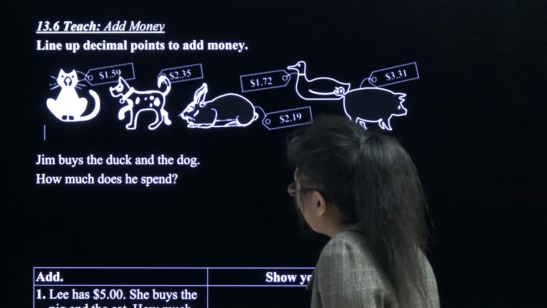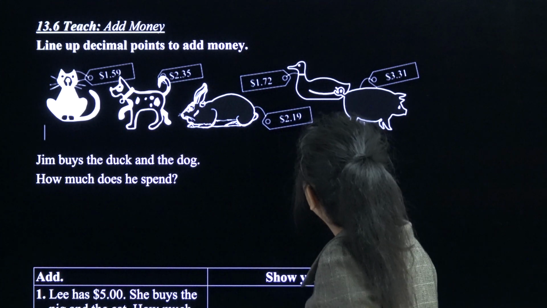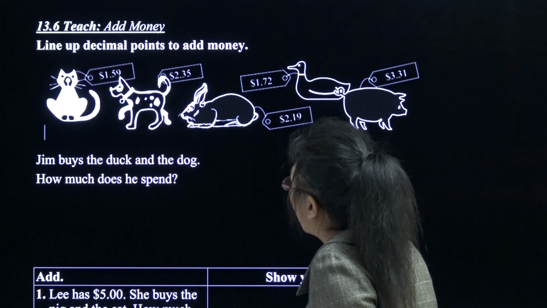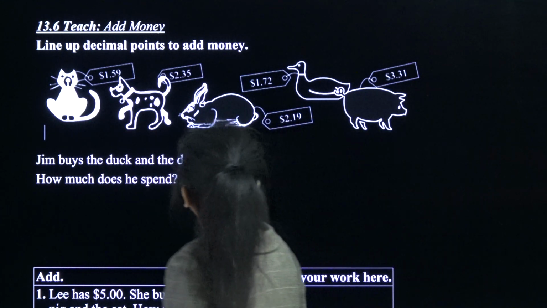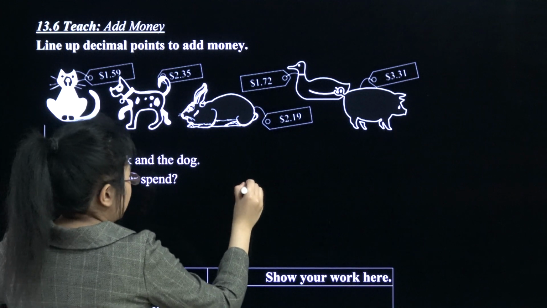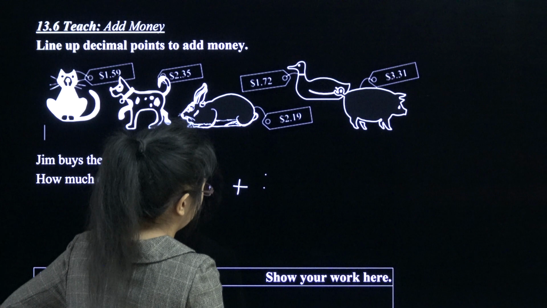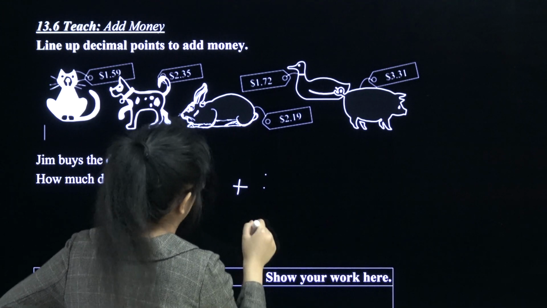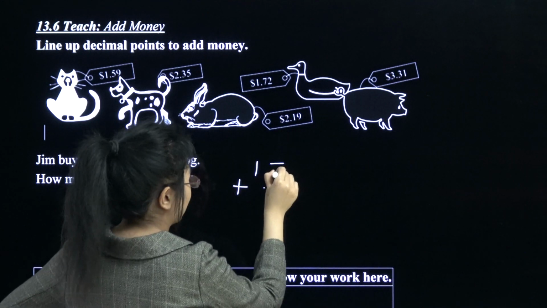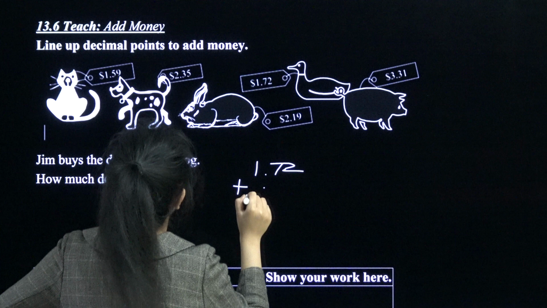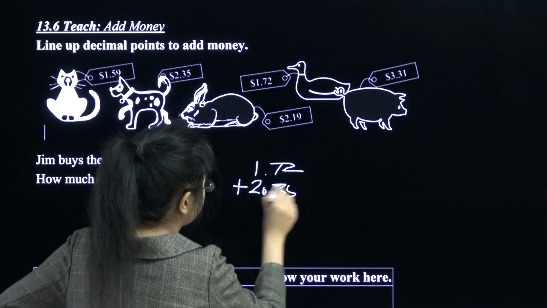So James buys the duck and the dog. So the duck is $1.72. Where's the dog? The dog is over here. 2.35. How much does he spend? So instead of lining up everything else, we just line up the decimal points. Let's just plop the 2 decimal points over there. That's not the best way to plop them, just going to tell you that, but the duck is 1.72 and the dog is 2.35.